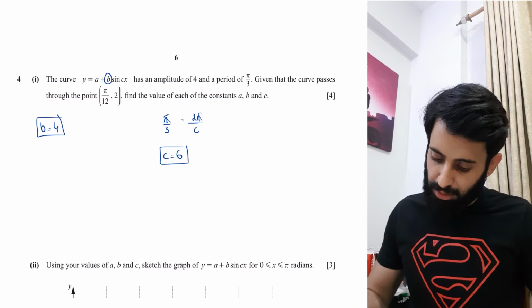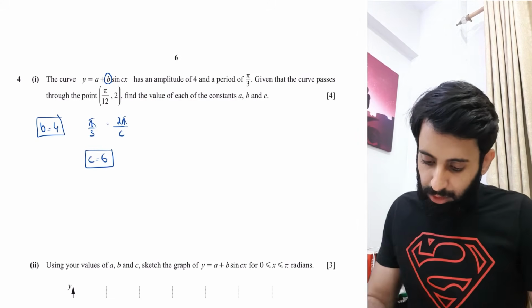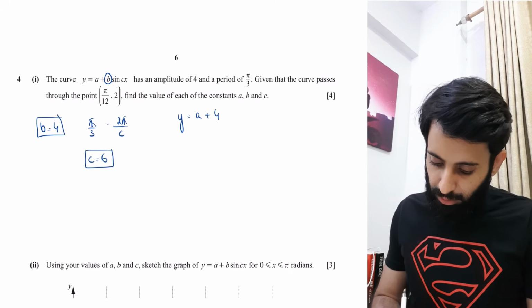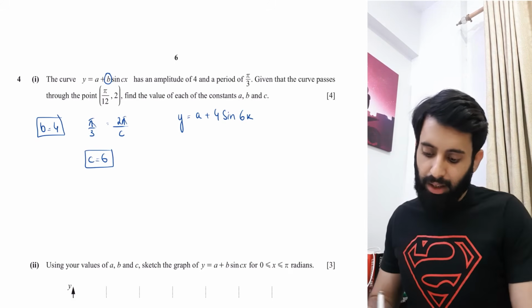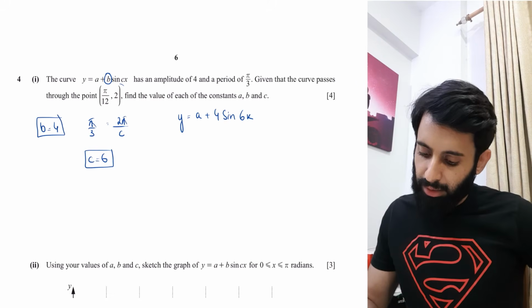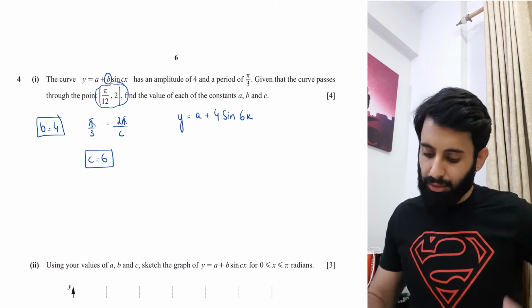Now let's save some space here. So I'm going to move this over to the left hand side. Okay, now so far this is what my equation looks like. I'm looking at y is equal to a plus 4 sine 6x, and again, how many unknowns do we have here? I have x, y, and a. And just like we did previously, we're going to plug in this point because we're given the value of x and the value of y.